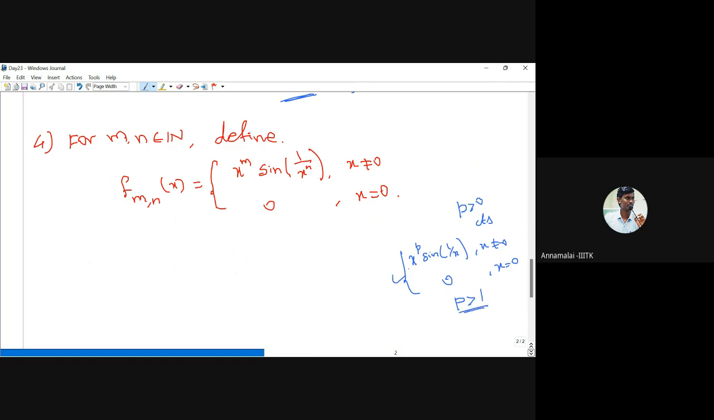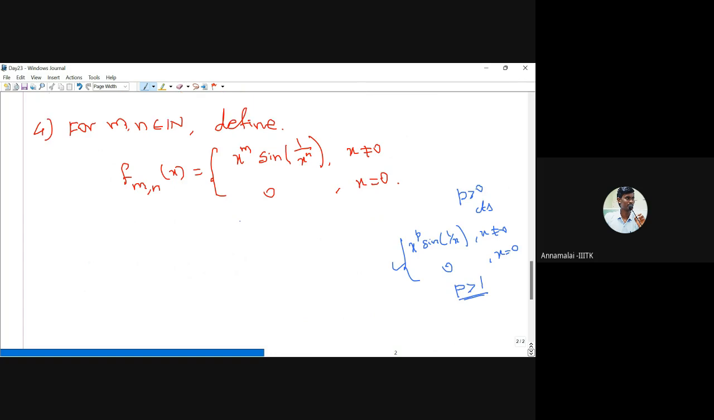We know that. Now m and n are natural numbers. Now I write the options, and you have to tell me which one is correct. The first option is differentiable for each pair m comma n with m strictly less than n. That is the first option.